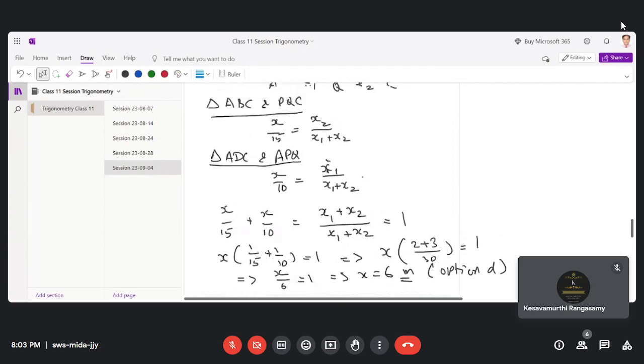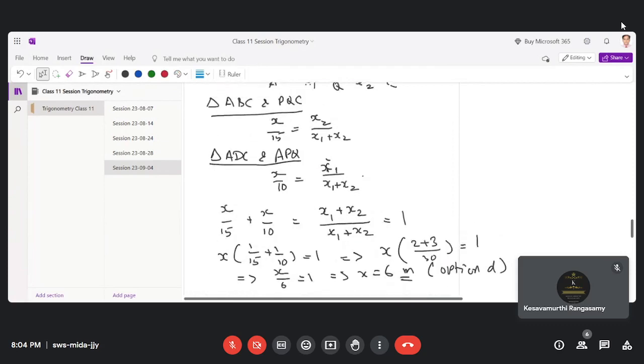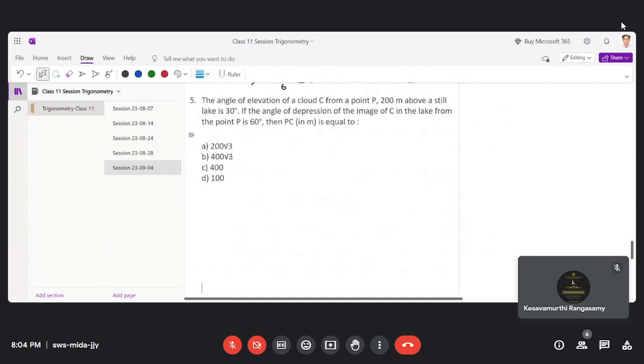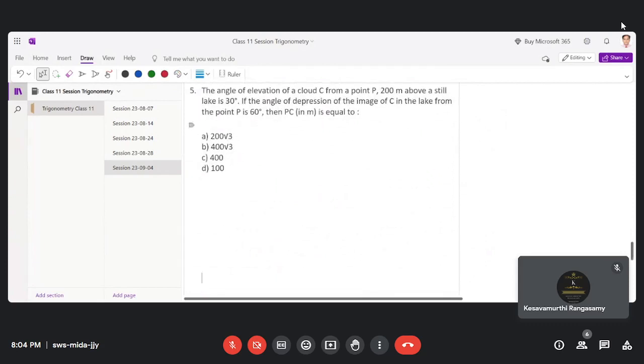Okay. So for this problem, the solution is x equal to 6 meters, option D. Let's go to the next problem. The angle of elevation of a cloud C from point P, 200 meters above a still lake, is 30 degrees. If the angle of depression of the image of C in the lake from the point P is 60 degrees, then what is PC? You can try to solve it yourself, all of you.